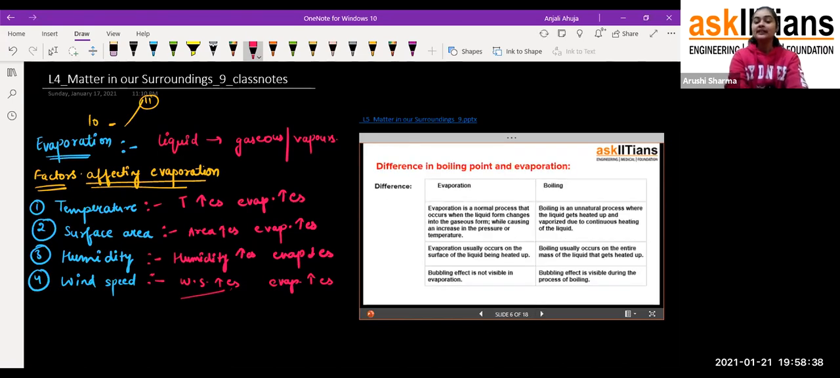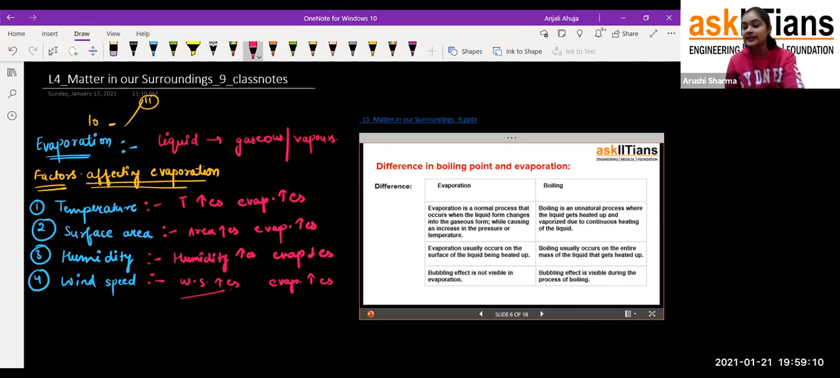Okay, now, what's the difference between boiling point and evaporation? Student, generally people think that evaporation and boiling are the same thing, but it's not like that. Yes, I can say that both are the same thing, that liquid converts into vapor, but there is some minute difference between these two. See, evaporation is a normal process that occurs when the liquid form changes into the gaseous form.